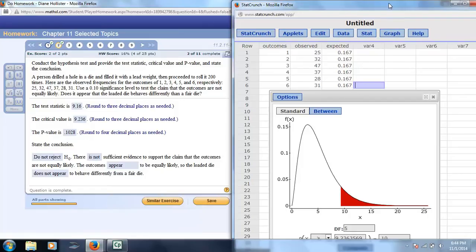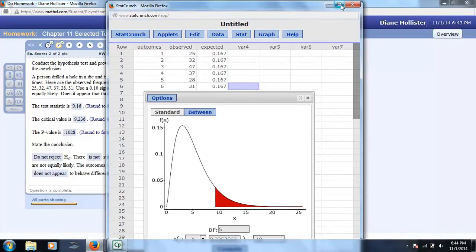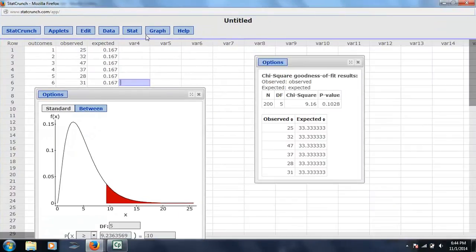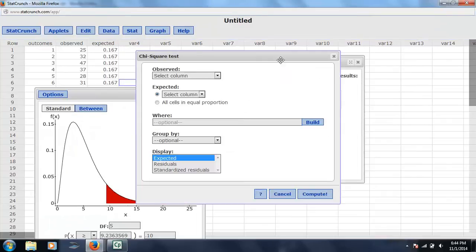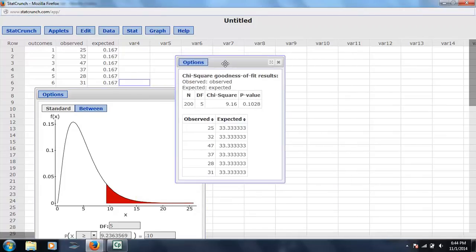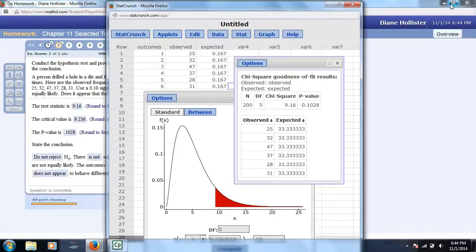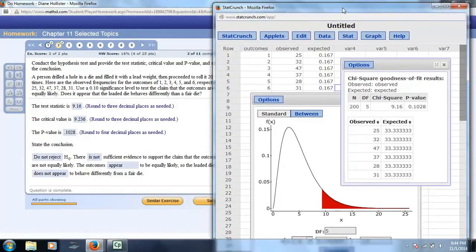The next thing you're going to do then is run the goodness of fit test. In order to get the goodness of fit results, we're going to click Stat, Goodness of fit, Chi-square test. We're going to tell it to use the observed column and compare it to our expected values and click compute. Now, when we click compute, we get these results. They're already loaded here for you. I'm going to shrink again so we can look back at the problem. We notice here that the degrees of freedom is 5. That's correct because there are only 6 possible outcomes, 6 numbers on my die. The chi-squared value is 9.16.